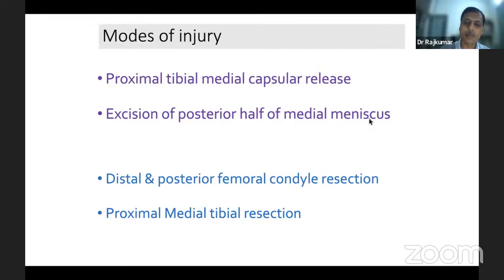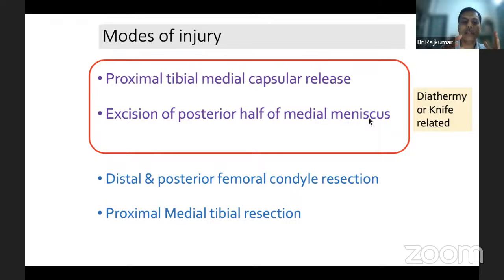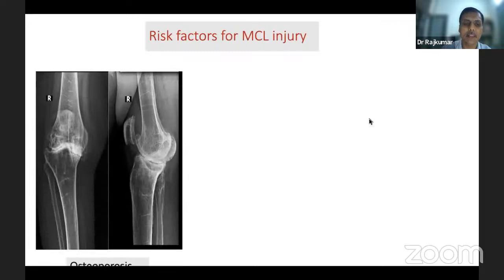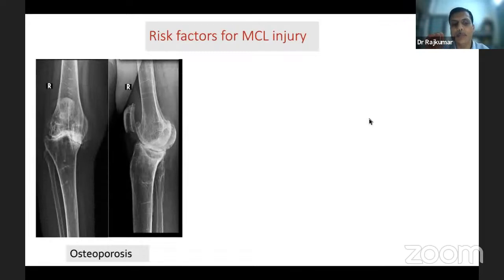What is that? The diathermy or knife-related injury happens when you do the soft tissue release, the capsular release, or excision of the posterior half of the medial meniscus. When you try to excise the medial meniscus, there is a chance of your MCL getting injured. The other is saw blade related, which is when you're taking the femoral condyle resection or the proximal medial tibial resection. So you have to be very clear whether it is diathermy related or saw blade related. So these are the risk factors, where all the problems happen.